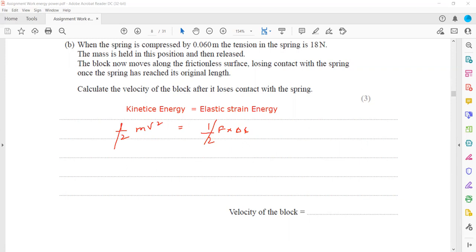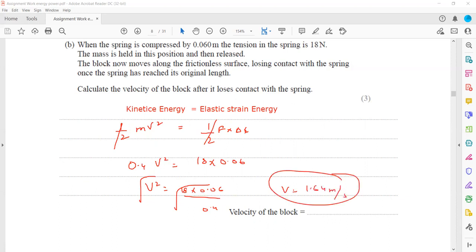The mass of the block was given, which is 0.4. V squared is equal to the force applied, 18, multiplied by how much it was compressed, 0.06. So V squared is equal to 18 times 0.06 divided by 0.4, and we take the square root. So the speed will come out around 1.64 meters per second. Is it clear? Discussion.